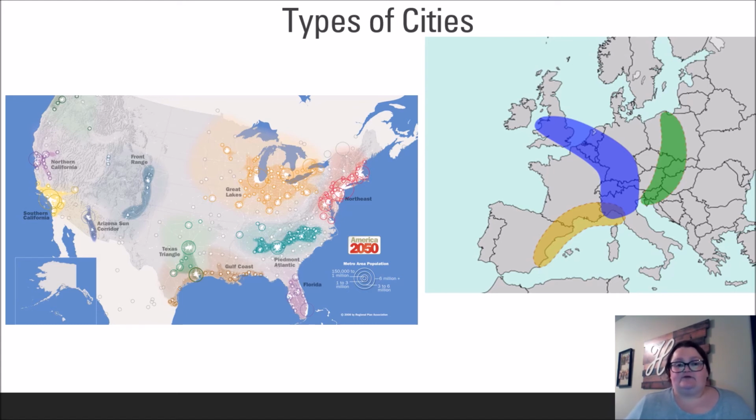Other examples include the Tokaido region in Japan, which encompasses Tokyo, Yokohama, Osaka, and Kobe, and the Paris to Amsterdam corridor in Europe. Cities can continue to grow into what are known as hypercities, which have more than 20 million people. The top 3 hypercities in the world as of 2020 are Tokyo, Delhi, and Shanghai.